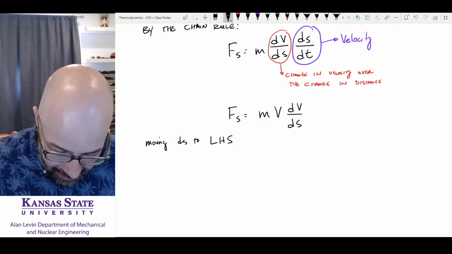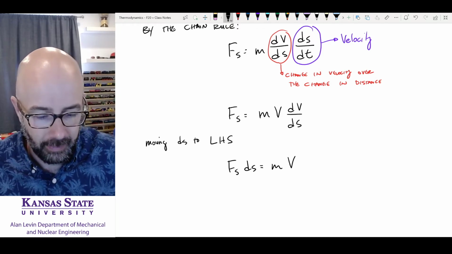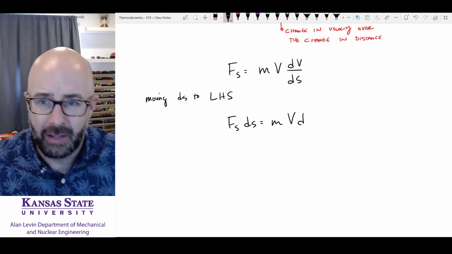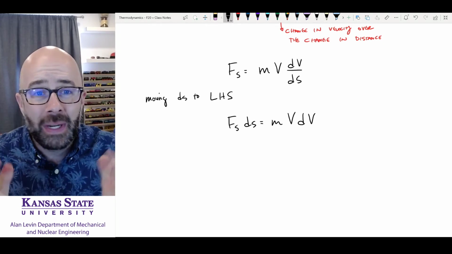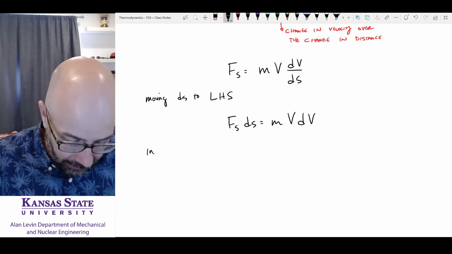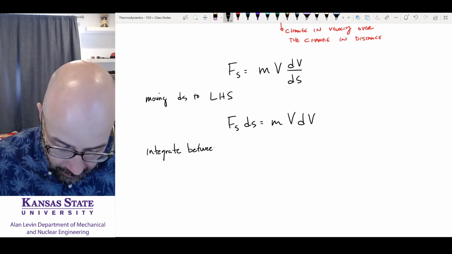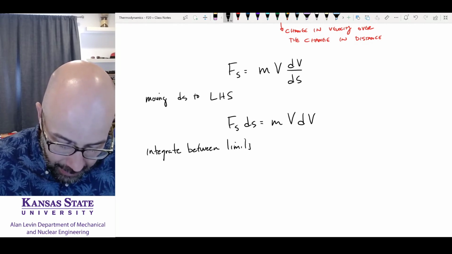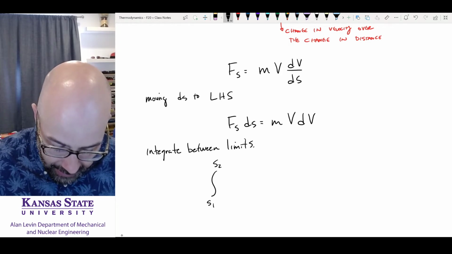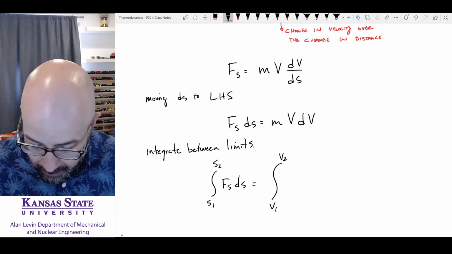Okay, so here we go. Fs ds is equal to mv. Oh, I forgot dv. mv dv. Now we want to integrate that because we want to get rid of all these dv's, so let's integrate between the limits that we set earlier on. My limits are from S1 to S2 of Fs ds, and the other side we're going to go from V1 to V2 of mv dv.